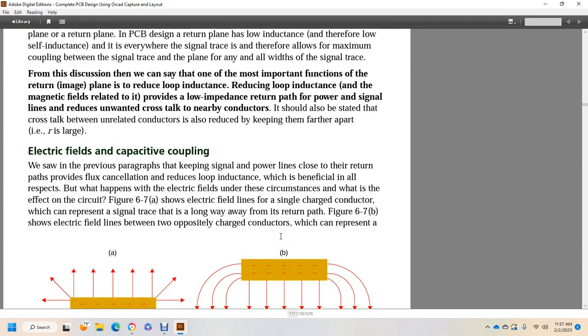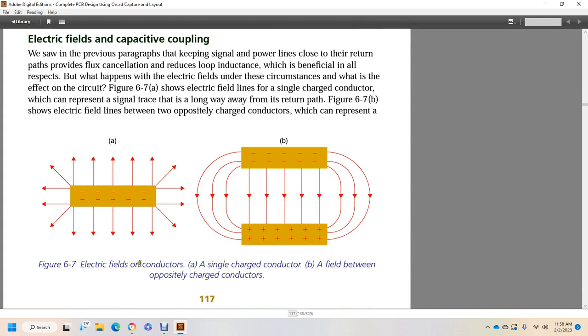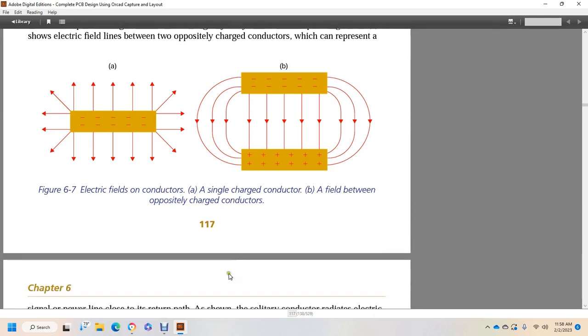Electric field and capacitive coupling. We saw in the previous paragraphs that keeping the signal and power lines close to the return path provides flux cancellation and reduced loop inductance, which is beneficial. Now we look at what happens to electric fields under these circumstances. Figure 6.7a shows the electric field lines for a single charged conductor, representing a single trace a long way away from the return path. Figure 6.7b shows the electric fields between two oppositely charged conductors. Figure 6.7: A, a single charged conductor; B, electric field between oppositely charged conductors.